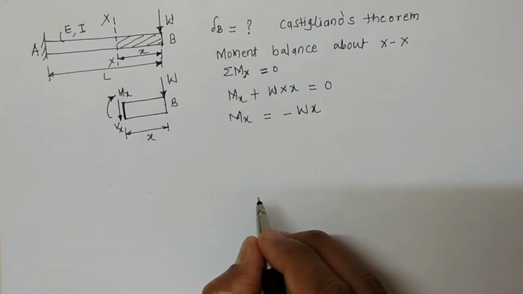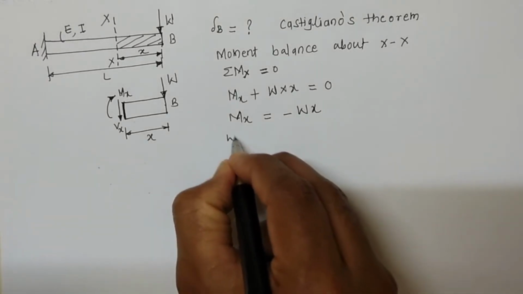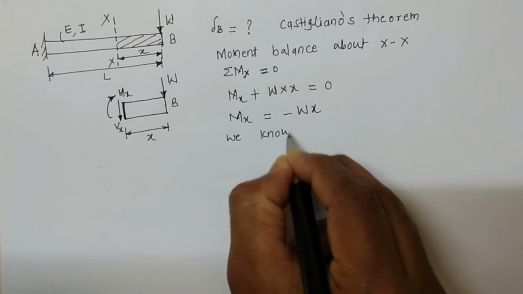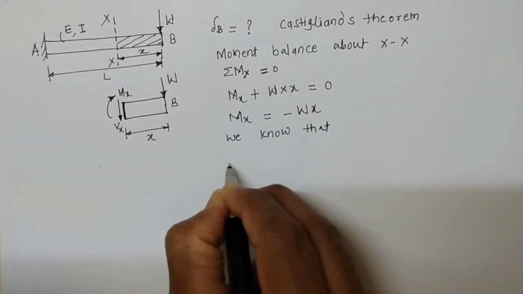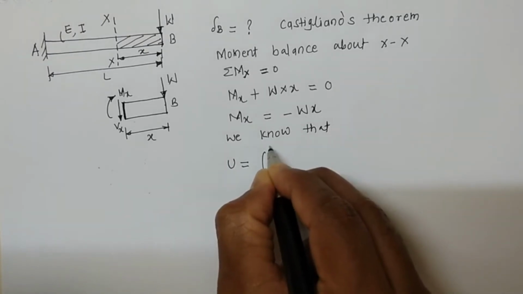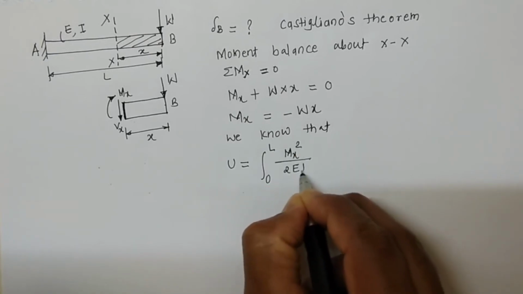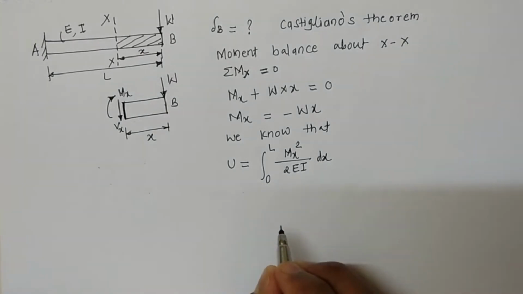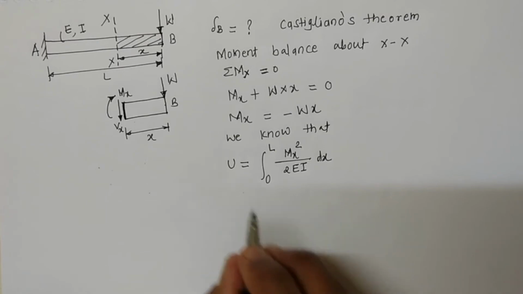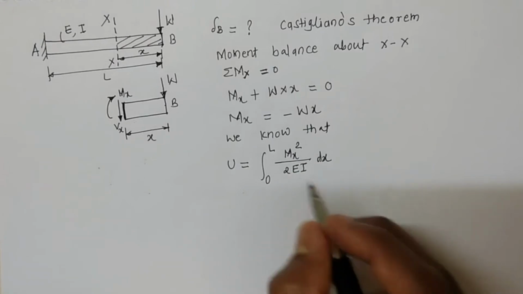We know that the strain energy stored in a beam of length L is given by U equal to integration 0 to L Mx square by 2EI into dx. This is the formula that we have derived in the last lecture. U equal to integral 0 to L Mx square by 2EI dx.